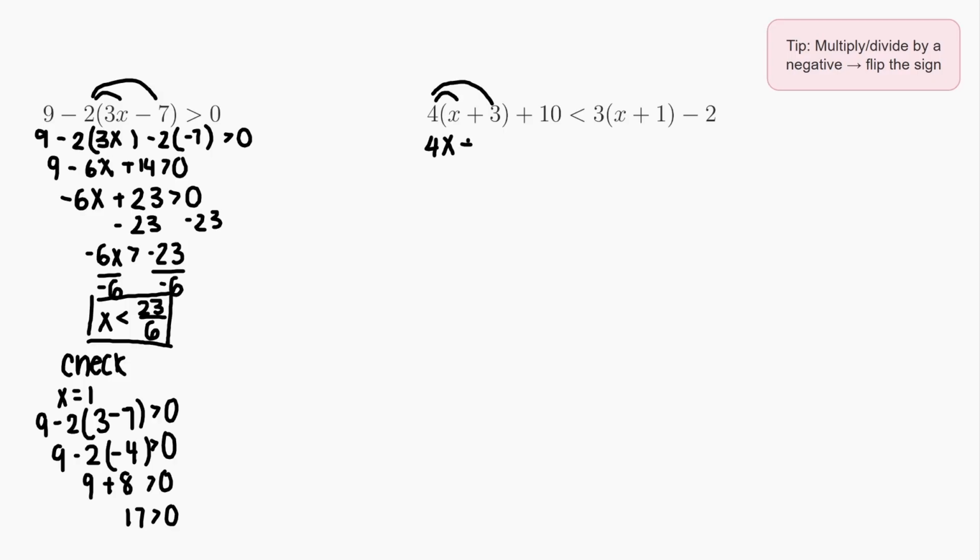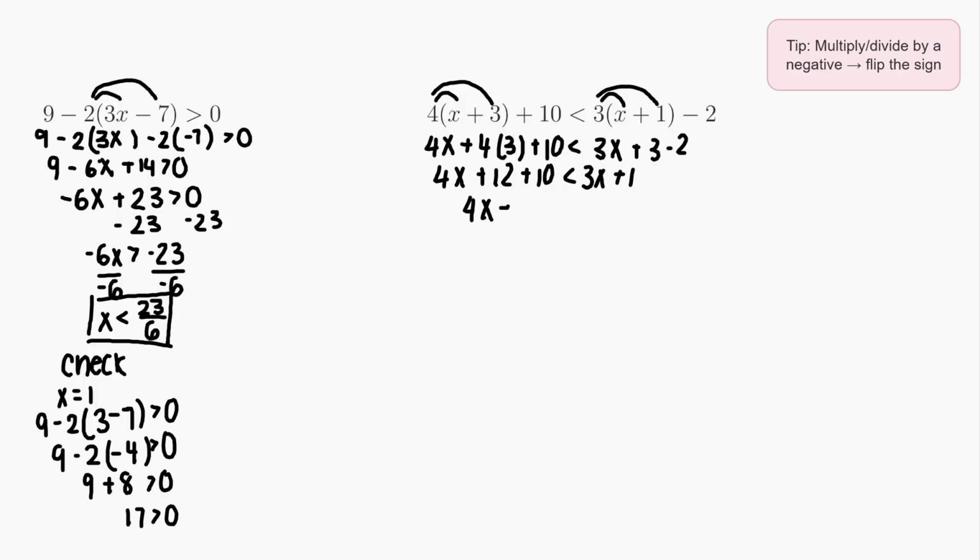So we're going to do 4x plus 4 times 3 plus 10 is less than, let's distribute this as well, 3x plus 3 minus 2. We have 4x plus 12 plus 10 less than 3x plus 1. Now we're going to simplify both sides, so we get 4x plus 22 is less than 3x plus 1.